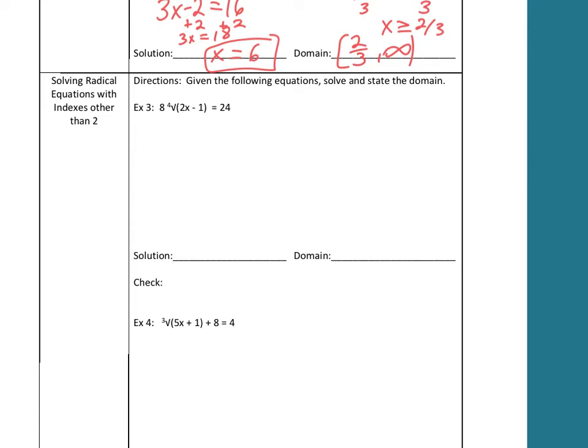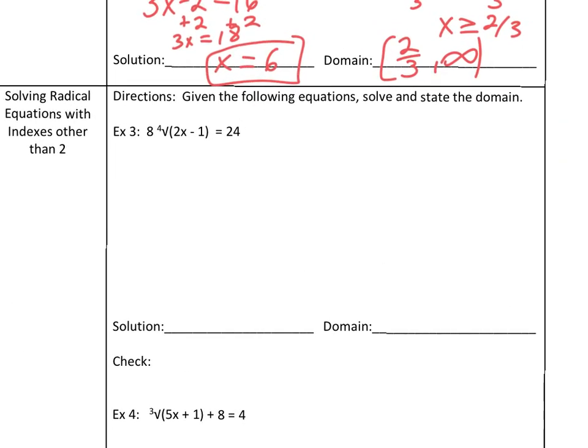Looking at the first one, odd or even root. What'd you say? Even. Why is it even? Because it's a 4th root. It is a 4th root, so that is definitely going to be even. So what do I need to do? Set what greater than or equal to 0? Yep. And then just solve that.